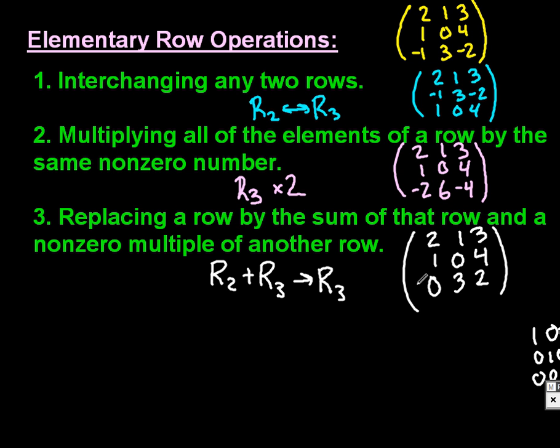And in this last one, replacing a row by the sum of it in another. So row 2 and row 3 and plugging it into row 3. So row 2 plus row 3 gives you 0. That's how I got 0 here. 0 and 3 gives you 3. 4 and negative 2 gives you 2. Those are your elementary row operations. And again, our goal in the end is to get it to look like this identity matrix.